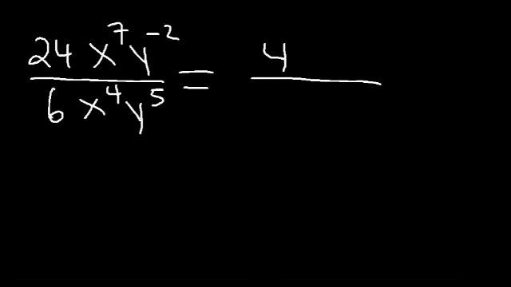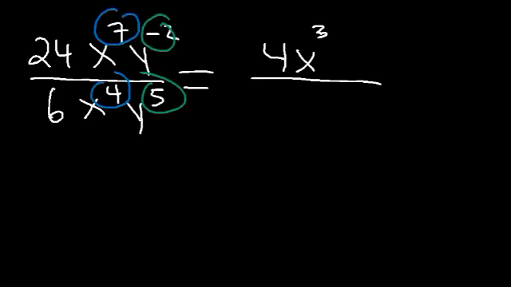Now what's x to the 7 divided by x to the 4? We need to subtract. Top minus bottom. 7 minus 4 is 3. After you subtract it, initially it goes on top. Now what about the next one? y to the negative 2 divided by y to the 5th power. So negative 2 minus 5.